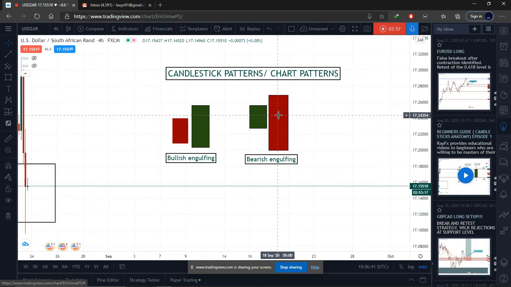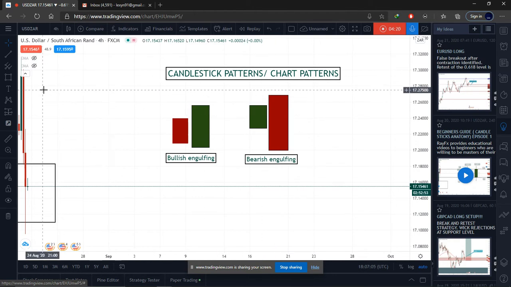And this pattern is only important when you find it on a resistance level. I told you resistance is where the market reaches and then it falls down. So the point where the market will swing and then fall down, that is our resistance area. When you find this pattern over there, it becomes very significant.